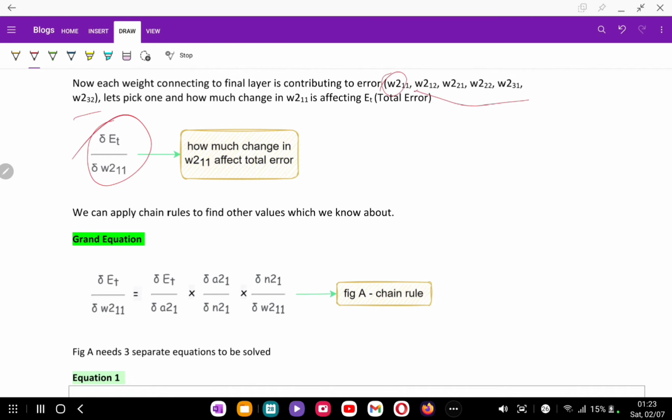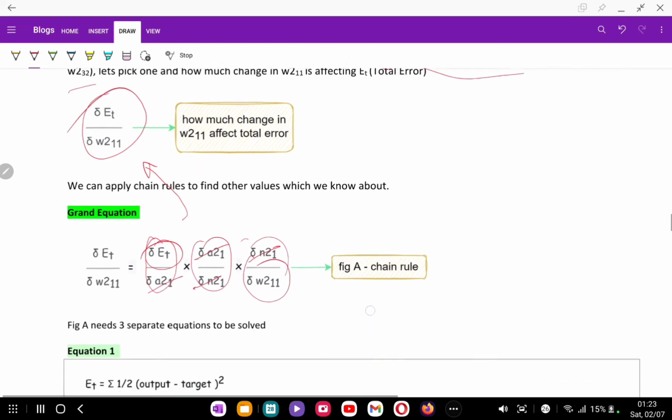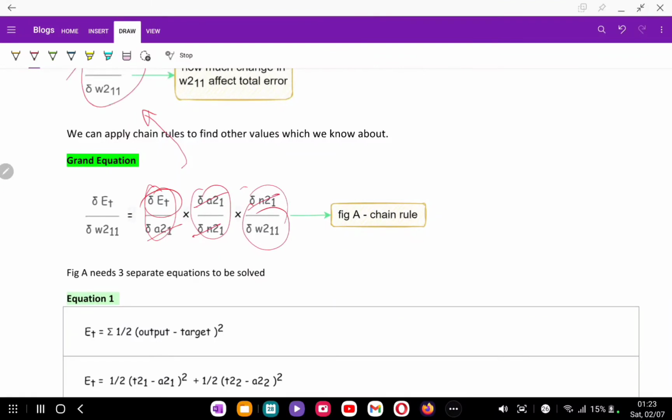Those who are familiar with calculus know about the chain rule. It means if we can form an expression which can be simplified into this expression, we can substitute like this. For example, dET/dW211 can be written like this, because in simplification this cancels this, this cancels this, and in turn we only obtain ET divided by W211, the partial derivative, or delta you can say. So this is our grand equation.